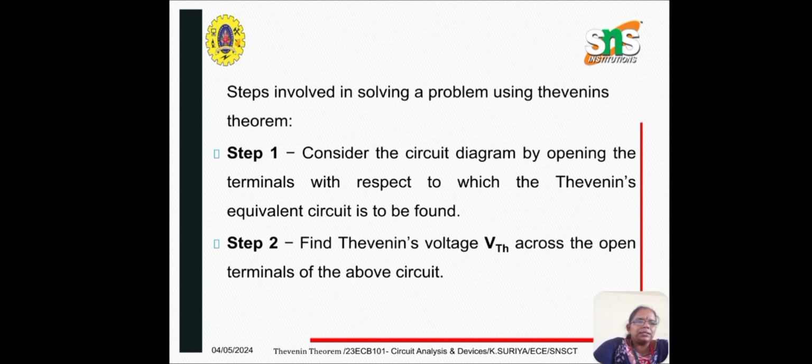So first we will see the steps for solving problems using Thevenin's theorem. First, we will consider the circuit diagram by open circuiting the terminals with respect to which the Thevenin's equivalent circuit is to be found. So the points AB, that is the load resistor, has to be open circuited, and we will find the Thevenin's voltage across the open terminals of the circuit.